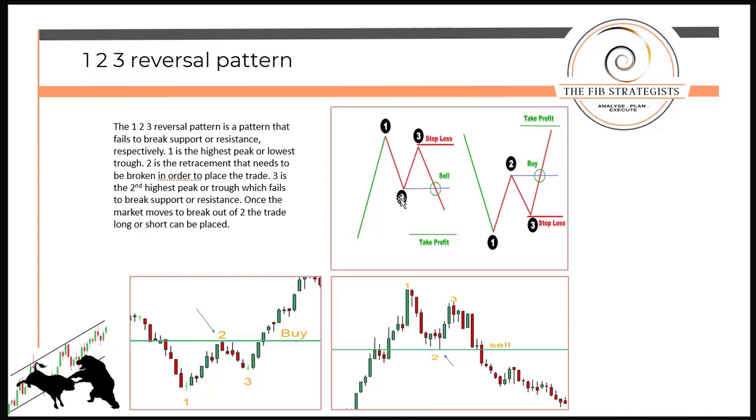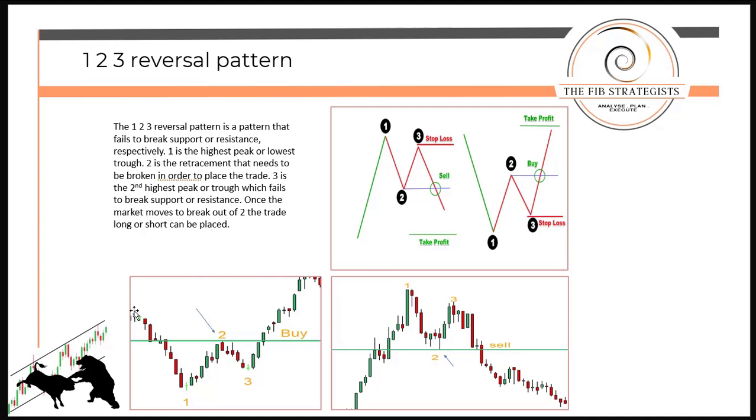Uptrend, pullback, moves back up, fails to break resistance, and then falls back down, breaking previous support, and then you can place your entry short with your stop loss at the previous high. Here we have a downtrend, a pullback, another pullback, and then it moves further up, breaks, allowing you to place your entry long with your stop loss at point 3 or previous low.